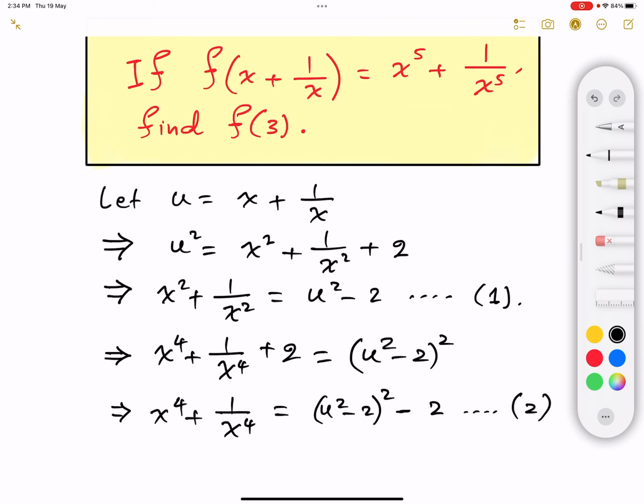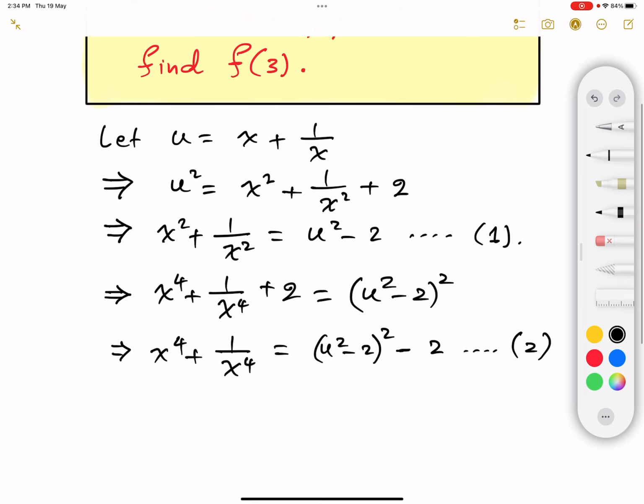Now the idea is to come up with a mathematical expression for x to the power 5 plus 1 over x to the power 5. If we are able to express x to the power 5 plus 1 over x to the power 5 in terms of x plus 1 over x, we can go ahead and come up with an explicit mathematical expression for f of x. Okay, so how can we get a value for x to the power 5 plus 1 over x to the power 5?